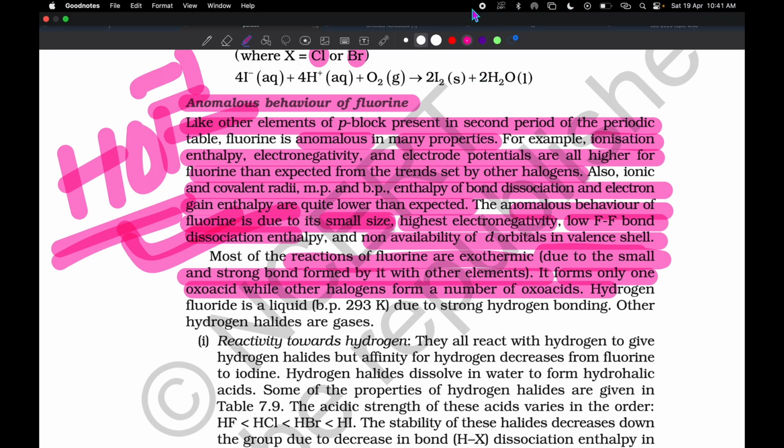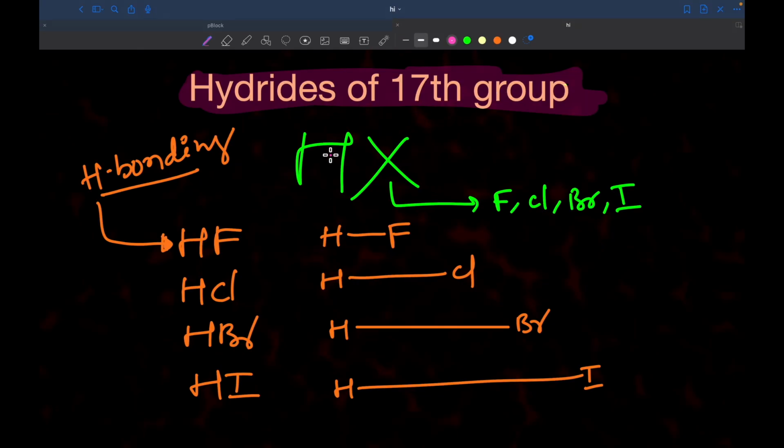Okay. Group 17 elements form HX type of hydrides, namely with fluorine, chlorine, bromine, iodine. So it's hydrogen fluoride, hydrogen chloride, hydrogen bromide, hydrogen iodide. So this is the structure.